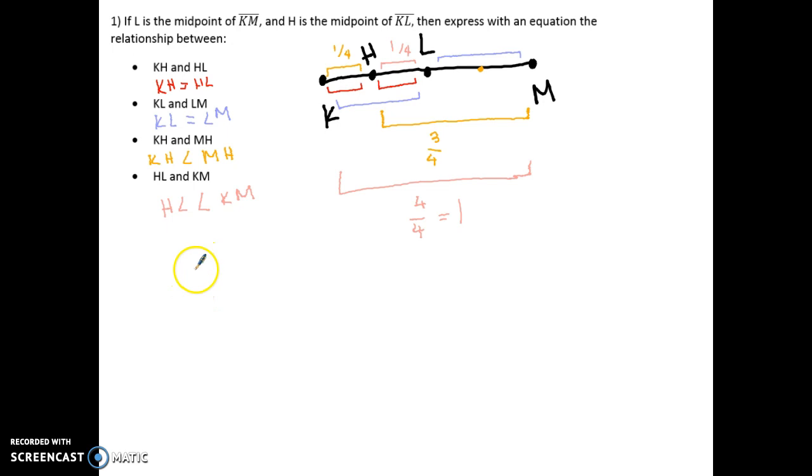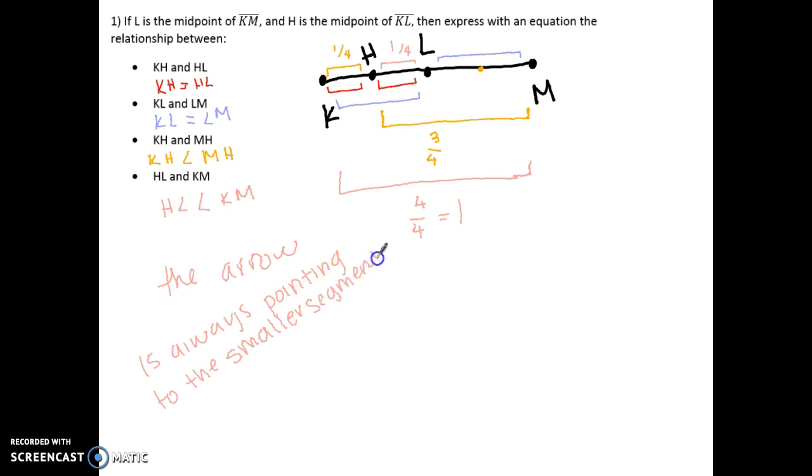So if you want to make a note, put the arrow is always pointing to the smaller segment. Sorry for my handwriting, you guys.